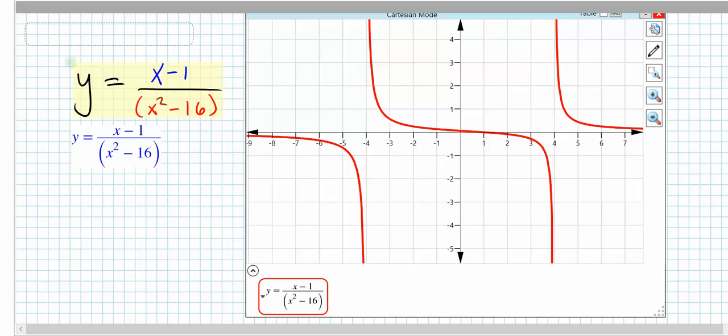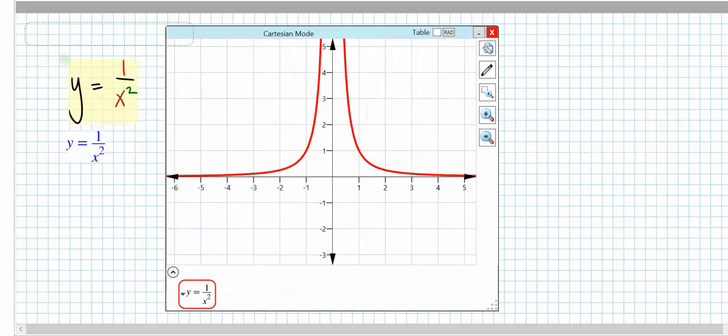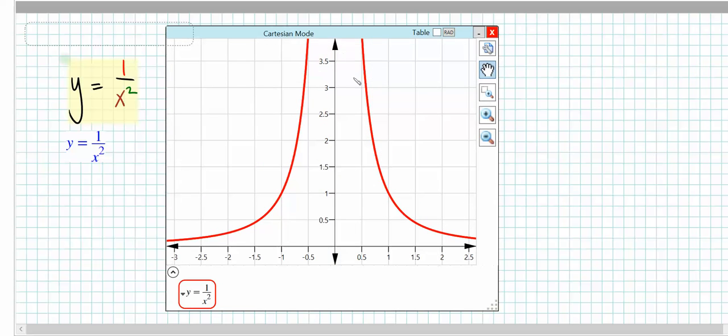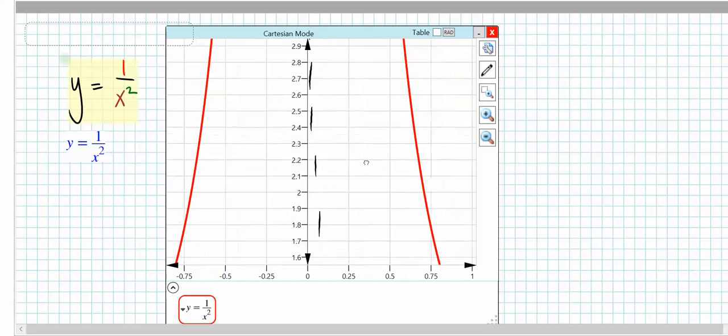Here's the graph of 1 over x squared. If I zoom in like this and I put my asymptote in, my asymptote is right here. For very, very small values of x, I'm talking about values of x that are really, really tiny, like 0.001. So if I zoom in as far as I can go and go all the way up the graph, remember, my asymptote is still right here.